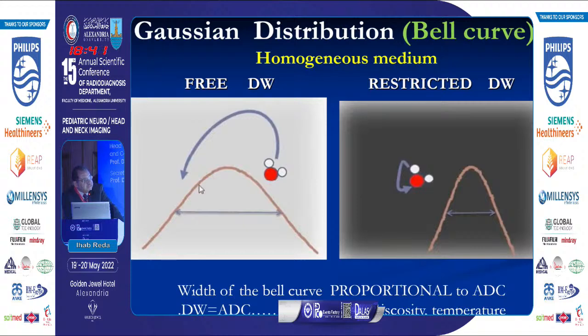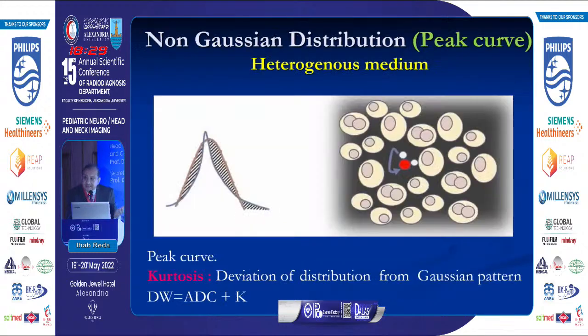So the ADC is high in free diffusion or wide bell curve, and the ADC is low in restricted diffusion or narrow bell curve. But in reality, we are not dealing with a homogeneous medium. We are dealing with a heterogeneous medium, plenty of cells, cell membrane, so this movement will follow what we call a non-Gaussian distribution. And in this condition, the movement will be represented by a peak curve, not a bell curve.